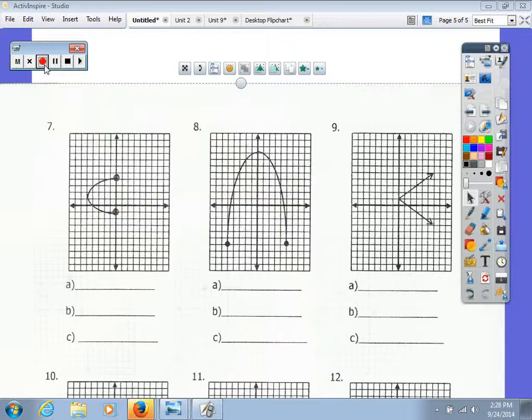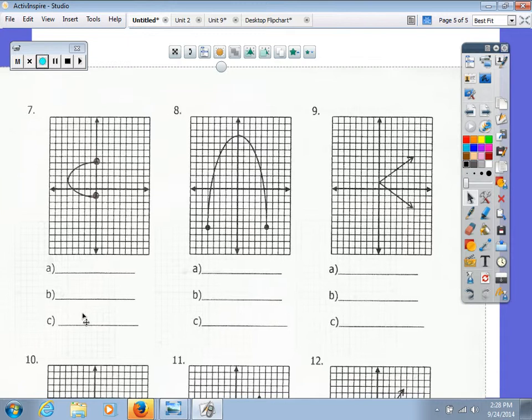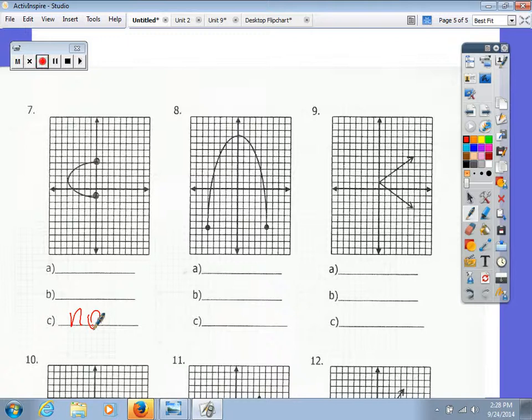All right, so what would C be? Yes or no? No. Oh, okay. All right, let me change to my pen. No. What about 8? Yes or no? Yes, this is a function. This is a parabola. Even though it looks like it might be going straight right here, it's not. It's gradually getting bigger. All right? And what about 9? Yes or no? No. So definitely not a function. All right, so for number 7, once again, I'm going to do my domain in red, my range in orange. So coming from the left, what's the first x-coordinate that you see?